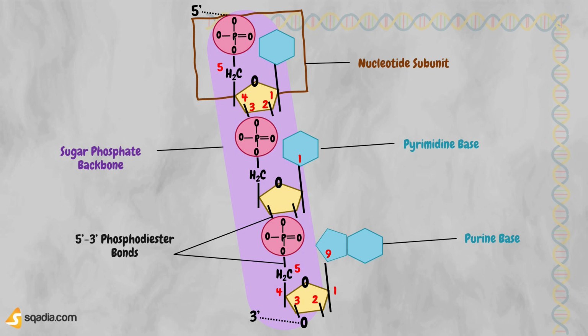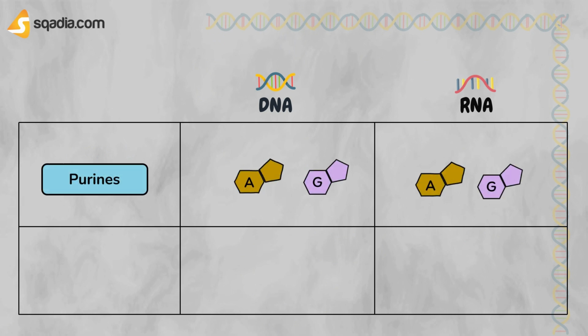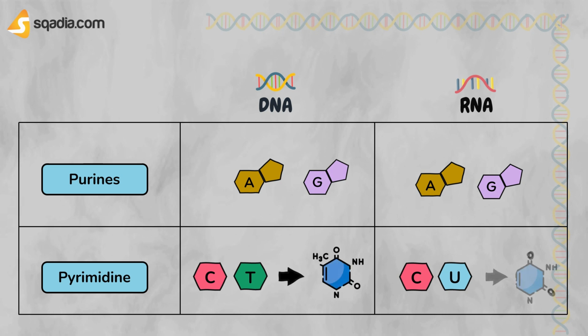The nitrogenous bases stick out from the backbone. Each nucleic acid contains 4 types of nitrogenous bases. The same 2 purines, adenine and guanine, are present in both DNA and RNA. The 2 pyrimidines in DNA are cytosine and thymine. In RNA, uracil is found instead of thymine. The only structural difference between uracil and thymine is the presence of a methyl group.